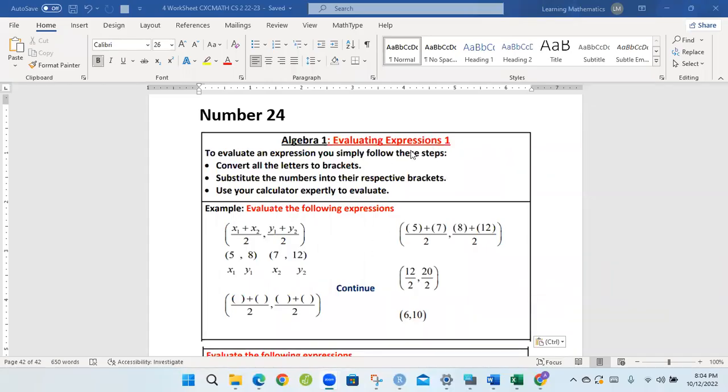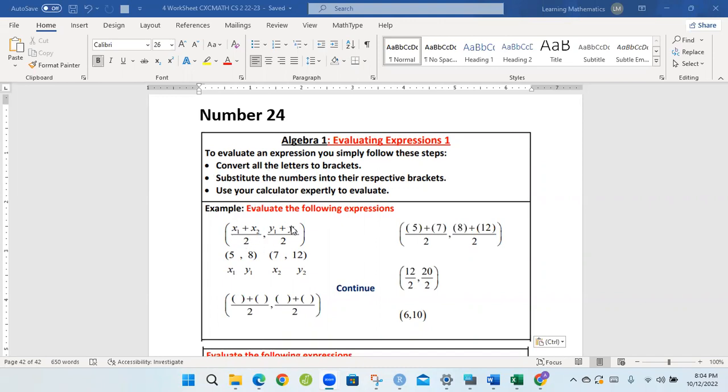Evaluating expressions. To evaluate an expression, you simply follow these steps. Convert all the letters in the expression to brackets. Substitute the numbers into their respective brackets. Use your calculator expertly to evaluate. Take, for example, this expression here. Actually, this is the midpoint formula.